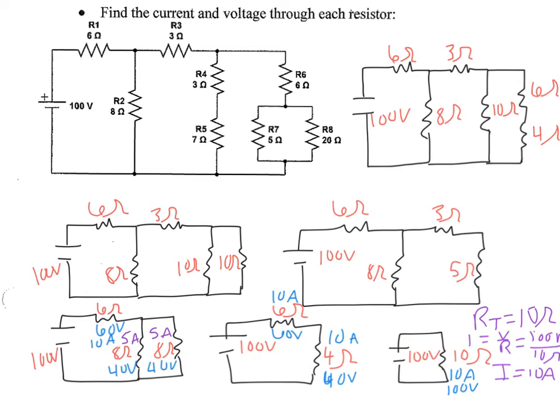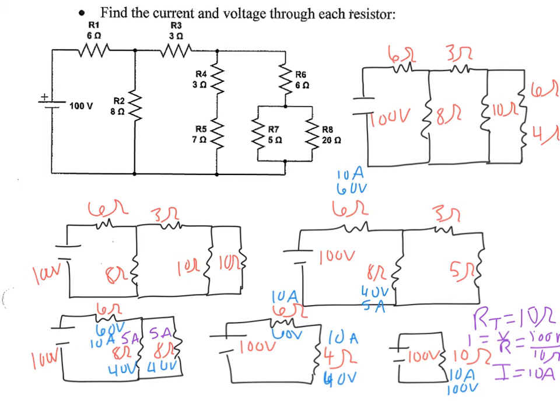My current rules. Going into a junction, my current splits. So there's 10 amps going into this junction, it splits into 5 plus 5. You still have 40 and 40, so parallel resistors have equal voltage. That 40 plus the 60 equals 100. Okay, moving even further backwards. My 6 ohm resistor, these are the same, so 60 volts and 10 amps. My 8 ohm resistor is 40 volts and 5 amps.